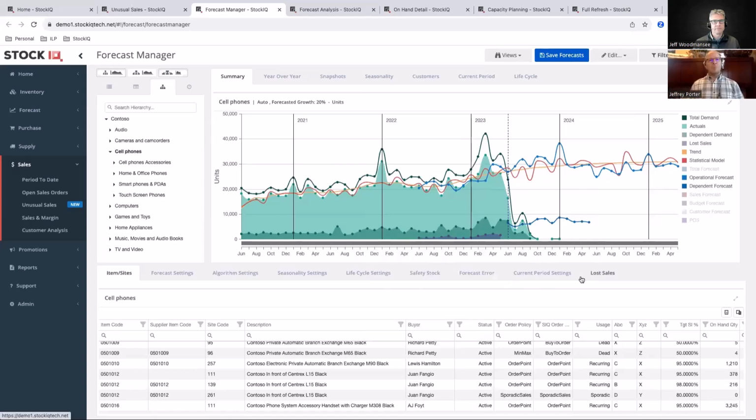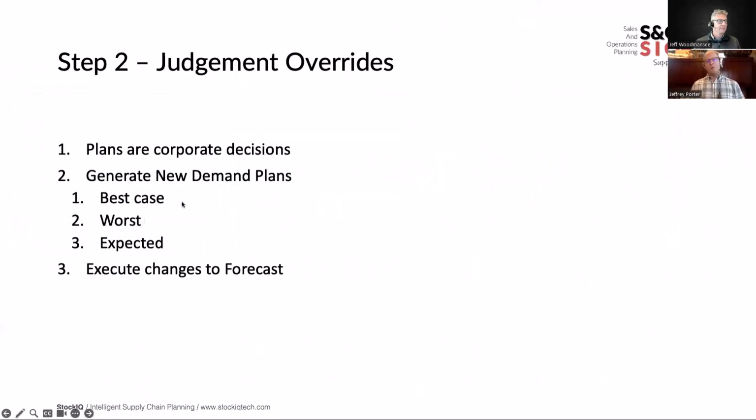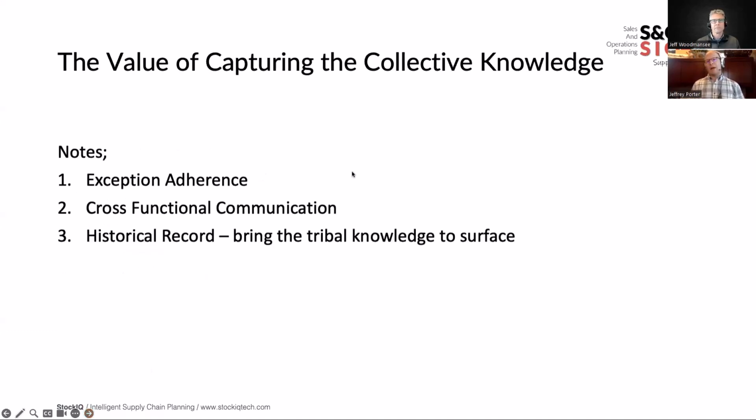Okay, so we've made changes to the forecast, right? Maybe we've looked at a best case or worst case, but we have our expected. We've executed those changes. So what about capture? By the way, just a couple comments around the value of collecting that collective knowledge. One, it allows us to get into the exception adherence, meaning, hey, maybe I made an exception for this person in the past or this process. Well, it allows us to go in there and begin saying, you know what, we're not going to bring in those exceptions that are outside of the group. So it allows us to keep those exceptions at bay.